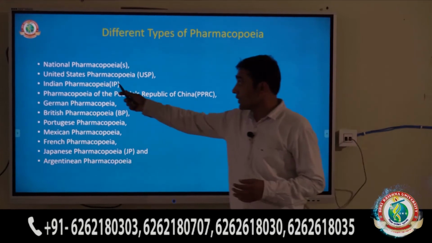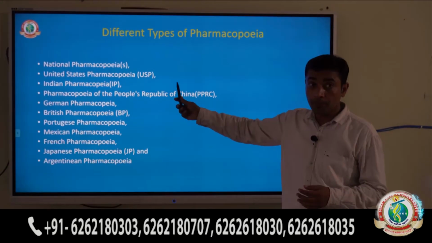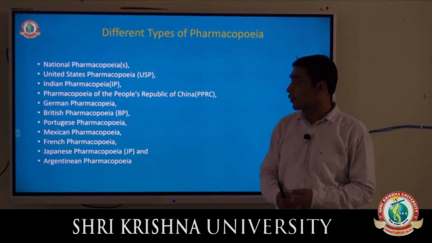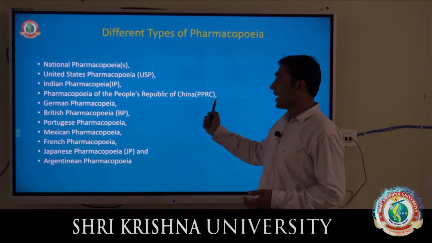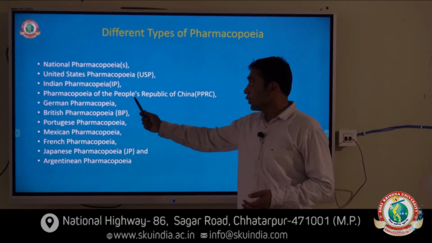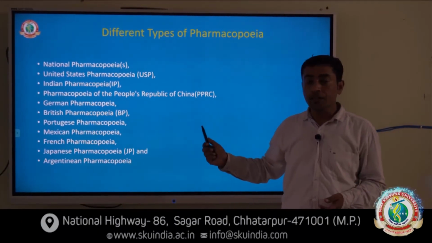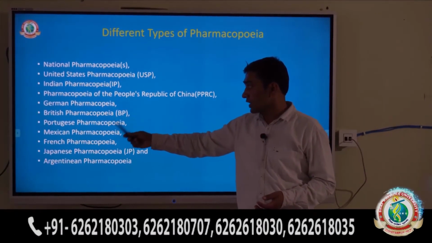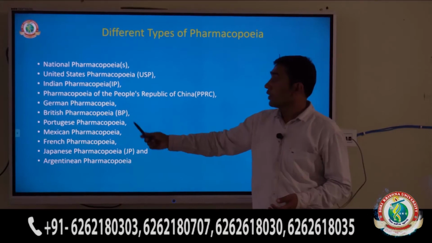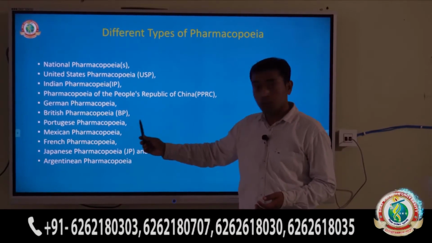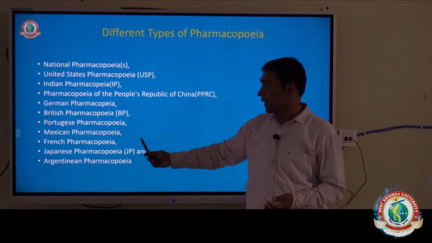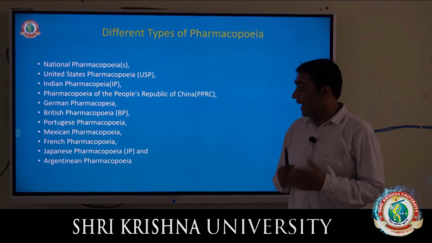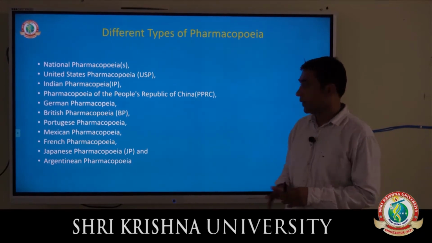So, that is the United States Pharmacopoeia, known as the USP. Second is the IP, which we are familiar with, the Indian Pharmacopoeia. Next is the PPRC, the Pharmacopoeia of the People's Republic of China. Next is the GP, the German Pharmacopoeia. Next is the British Pharmacopoeia, BP, the Portuguese Pharmacopoeia, the Mexican Pharmacopoeia, the French Pharmacopoeia, the Japanese Pharmacopoeia, and the Argentine Pharmacopoeia.